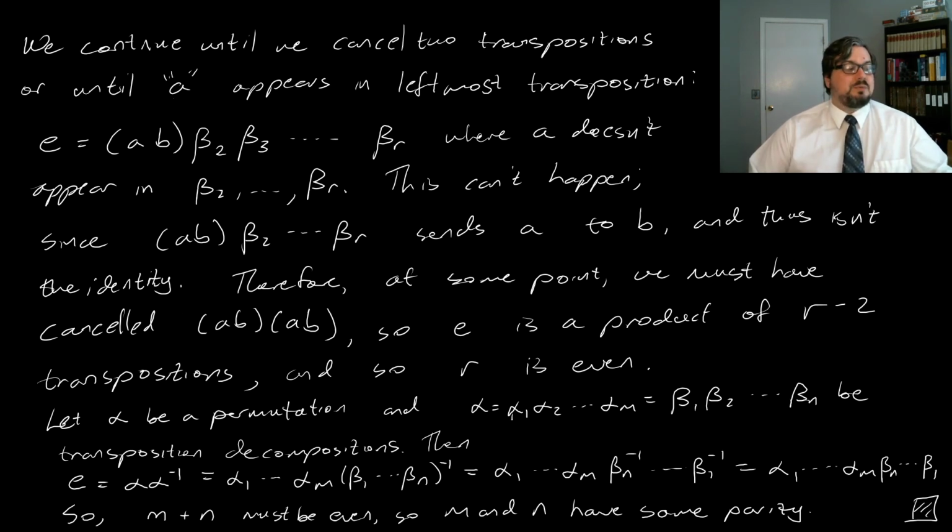It means that we can separate permutations, all permutations of finite sets, into two categories. They can either be written as a product of an even number of permutations, or they can be written as a product of an odd number of permutations.